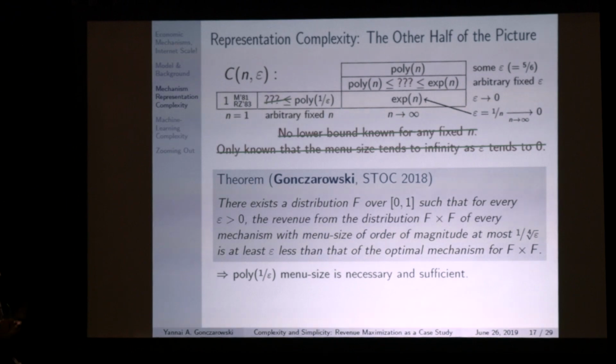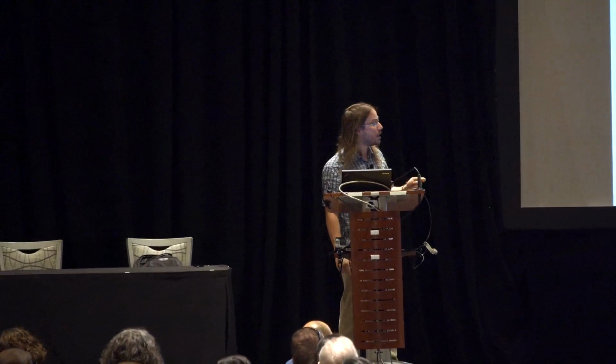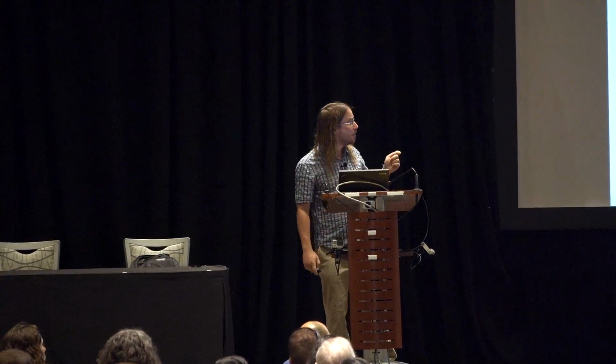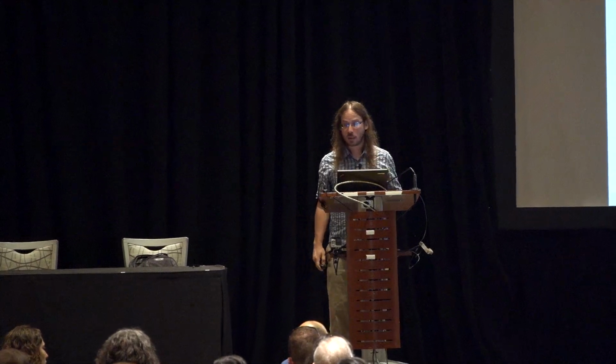So there exists a distribution F on [0,1], and we're going to look at 2 items IID from this distribution, such that for every epsilon greater than 0, the revenue from this distribution, IID from F, 2 items, of any mechanism with menu size at most on the order of 1/4 root of epsilon is at least an epsilon less than that of the optimal mechanism for F star F. So if you're going to have a menu size that's less than 1/4 root of epsilon in magnitude, you won't be able to extract up to an epsilon.